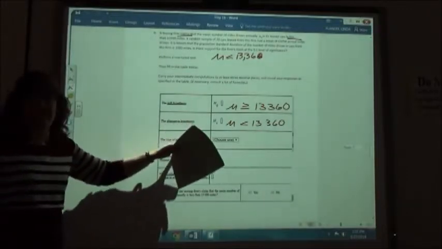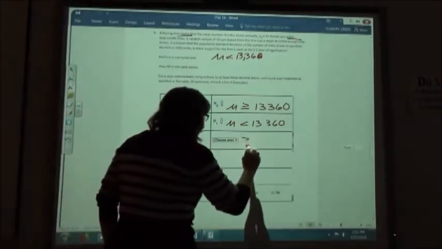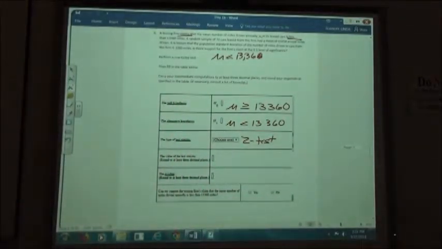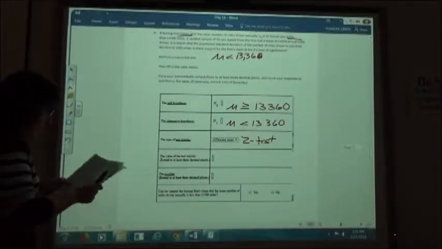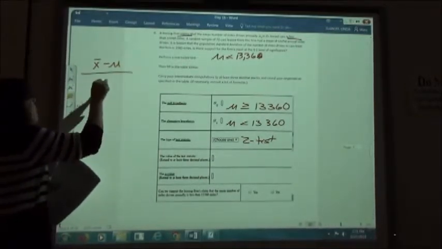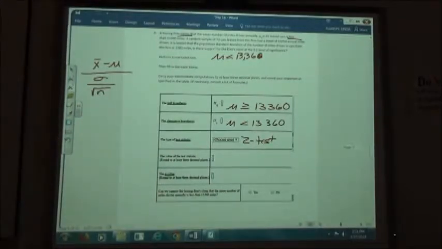Type of test statistic: since we know the standard deviation, we know we're doing the z-test. We knew that because all of these are z-tests. So, first of all, we're going to find the value of our test statistic: my sample mean minus my given mean, over my standard deviation divided by the square root of n. So my sample mean is what number?